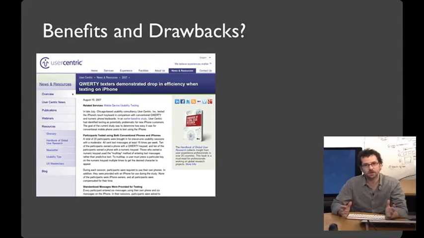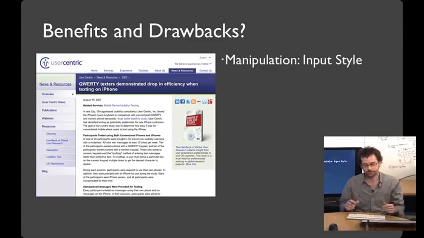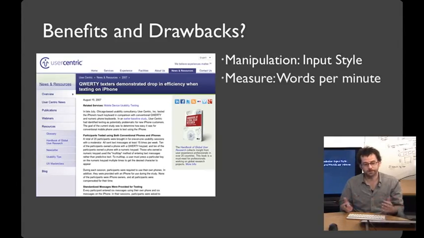So let's critique this study and talk about its benefits and drawbacks. Here's the web page directly from Usercentric. What's our manipulation in this study? Well, the manipulation is going to be the input style. Now, how about the measure in this study? It's going to be the words per minute.